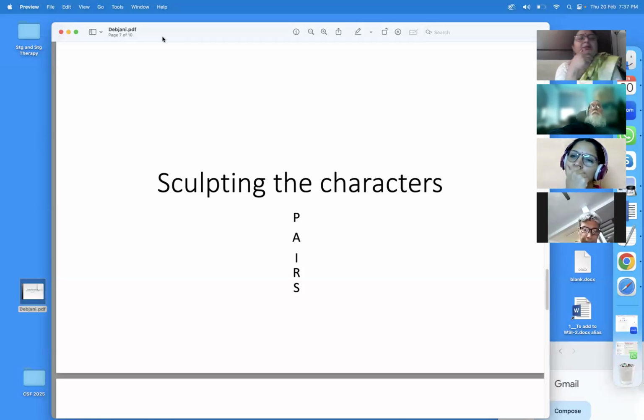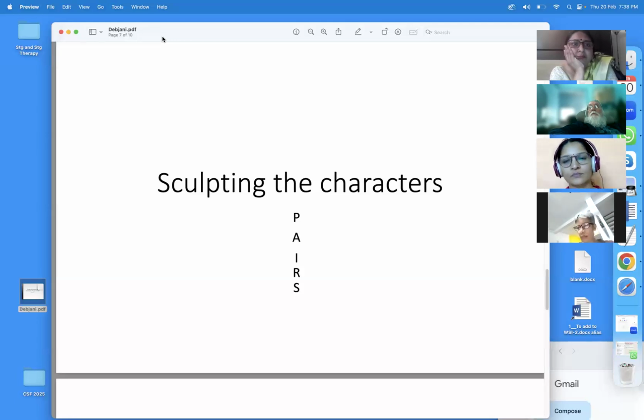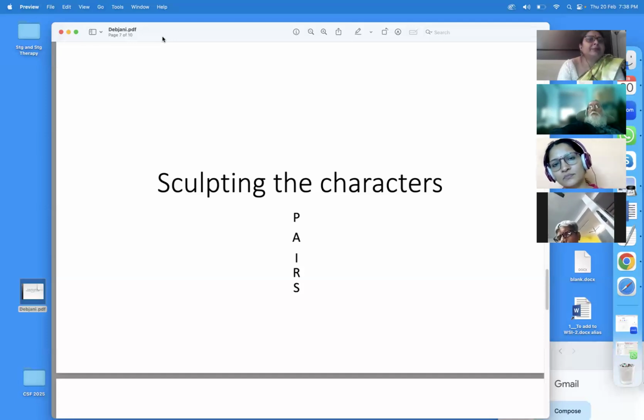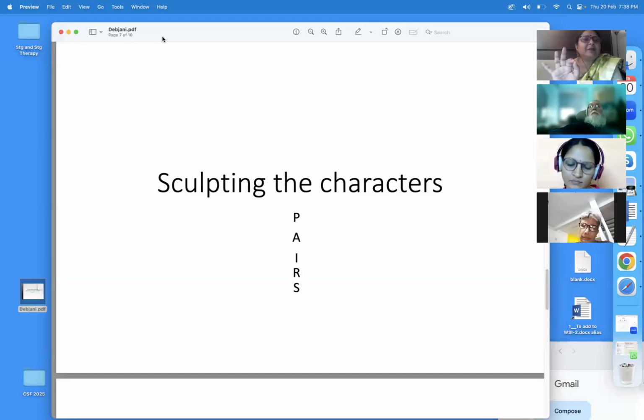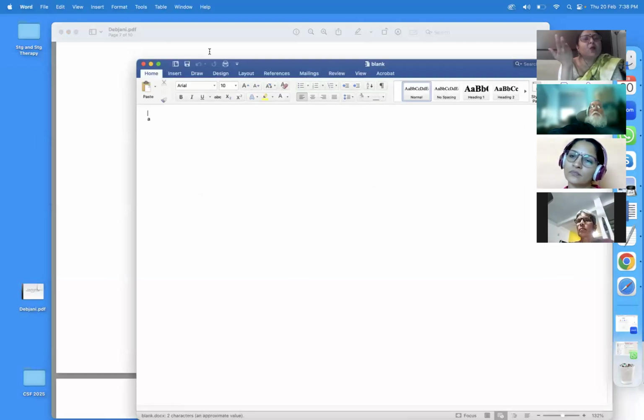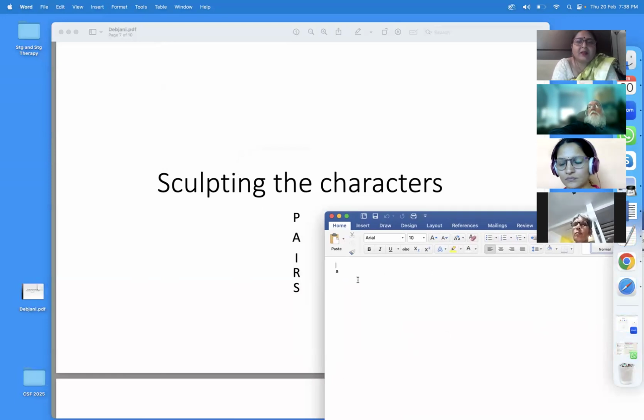So this is the formula that I have found. I thought it would help us to keep in mind. So here P stands for physical appearance. As for physical appearance, what would you like to consider, dear friends?